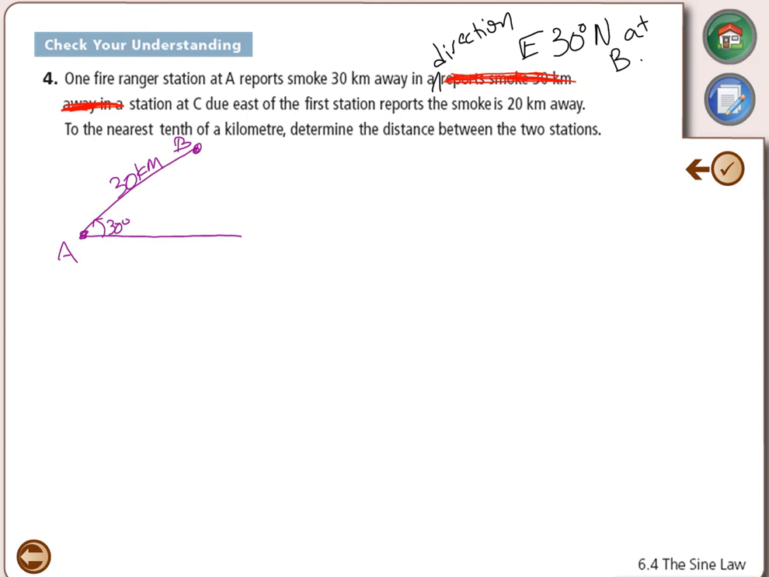And now we've got a second station. I'm missing that word. A second station at C, due east of the first station. Let's put you right here. Report smoke 20 kilometers away, but they failed to give a direction. They would have averted all of this work if they would have just told us the angle, but they didn't. So we've got to now figure out, first thing, we're looking for the distance between the two stations. That's what we're going to try to find.